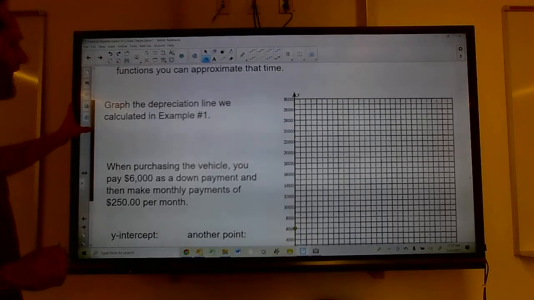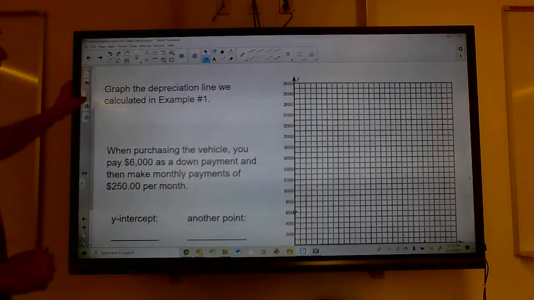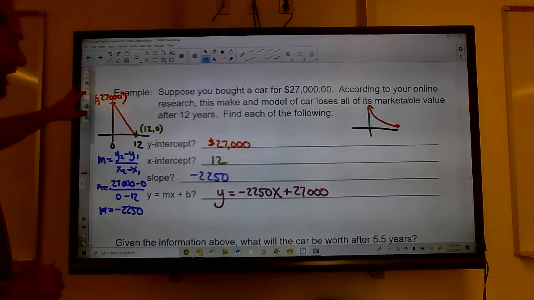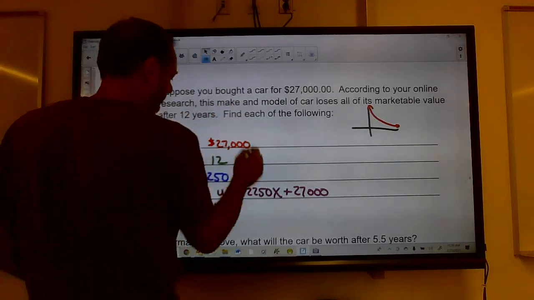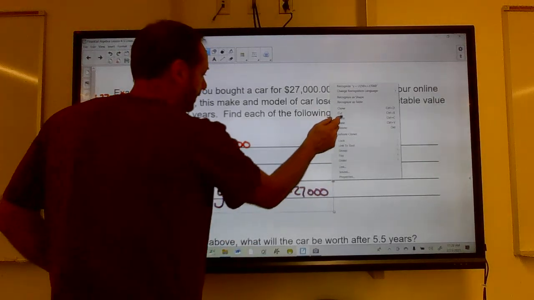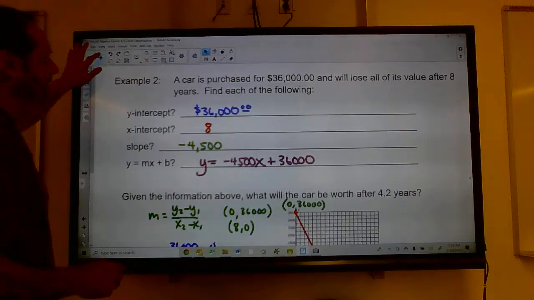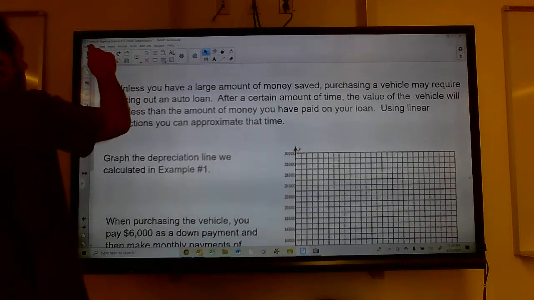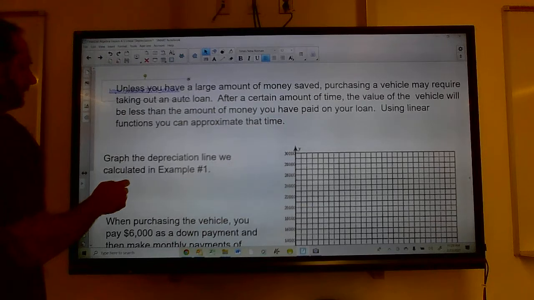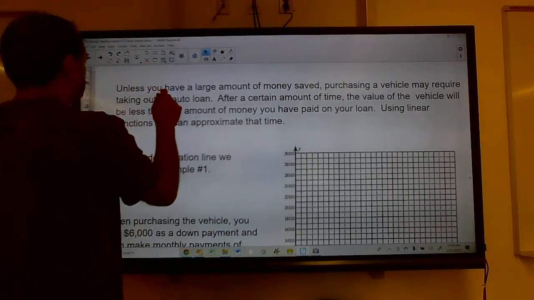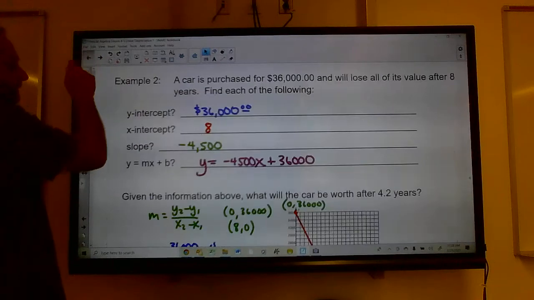Okay, so it says graph the depreciation line we calculated in example 1. So we've got to go back and get that. Example 1, so the line was this. So we're going to take that line and copy it and paste it right here. Well, that's not what I wanted. Let's try it again.